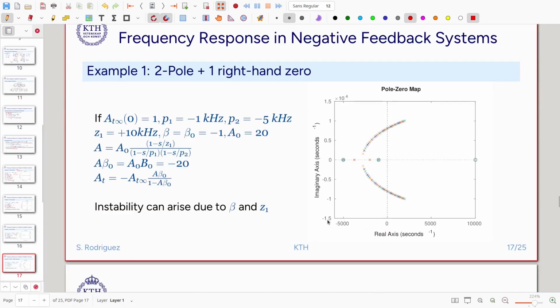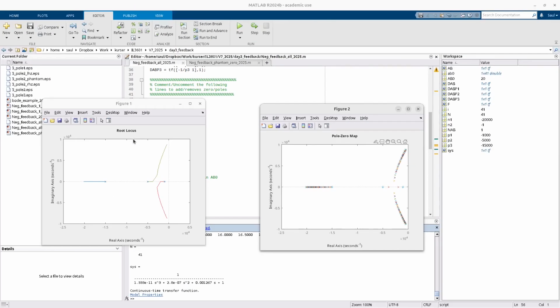Now let's analyze the presence of zeros in the amplifier transfer function. We are going to add one zero here, and we are going to keep 2 poles and 1 zero, and we're going to put a right hand zero. The right hand zero appears in the right side of the complex plane. So I'm going to put a zero at plus 10 kHz. Let's see what happens in our example.